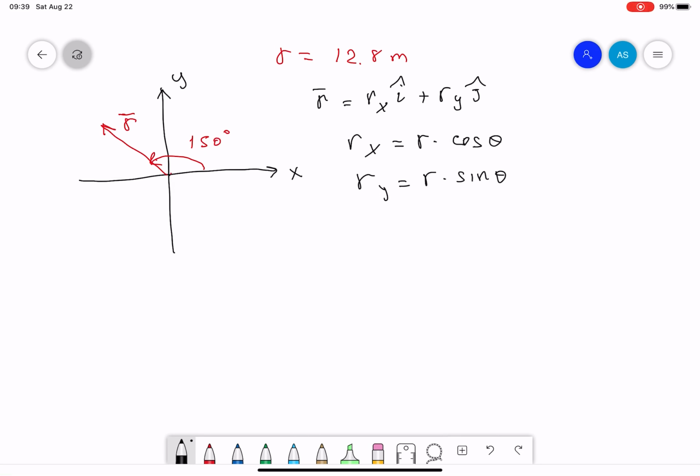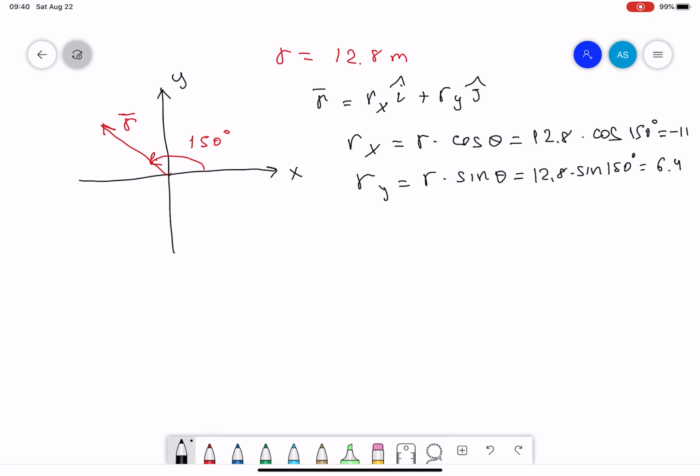Let's plug in the numbers. So r in our case is equal to 12.8 multiplied by cos 150 degrees. If you do the calculation, you should find that your rx component will be equal to minus 11. Then let's find the ry component: 12.8 multiplied by sine 150 degrees. If you do the calculation, you should find that your ry component is equal to 6.4.